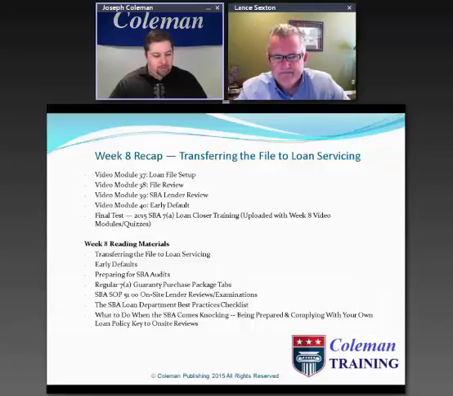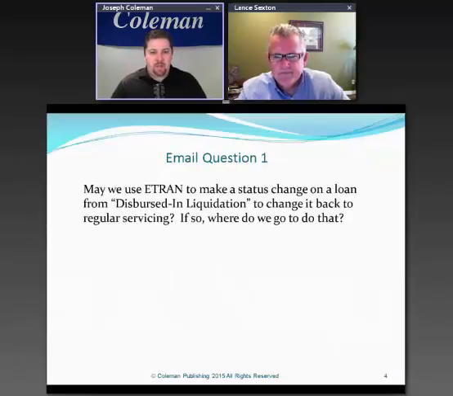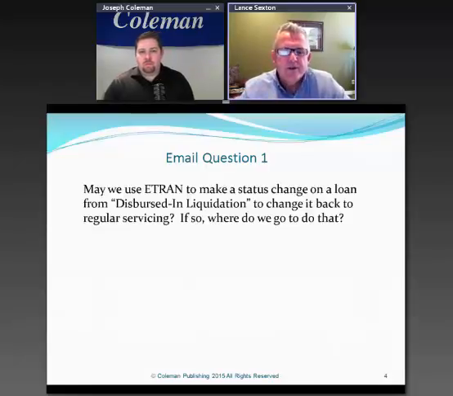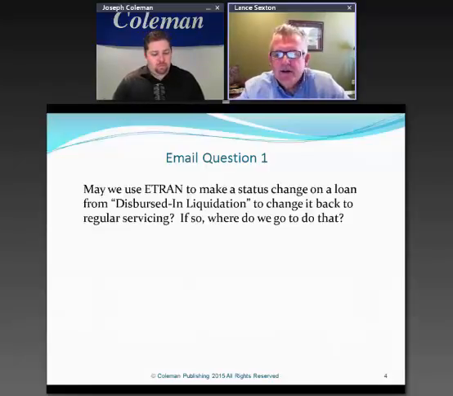Let's go to, I think we have 2 questions this week. The first one's on E-Tran. May we use E-Tran to make a status change on the loan from disbursed and liquidation to change it back to regular servicing? If so, where do we go to do that? Well, it's a great question because the unilateral authority matrix indicates that you can use E-Tran and move a loan from in liquidation back to regular servicing. But the reality is that on Express Loans and Community Advantage loans, you can actually do that using E-Tran. It's a unilateral action. But on SBA 7(a) loans that are transferred to Herndon, I have found that you can't.